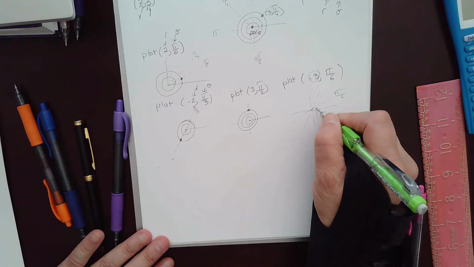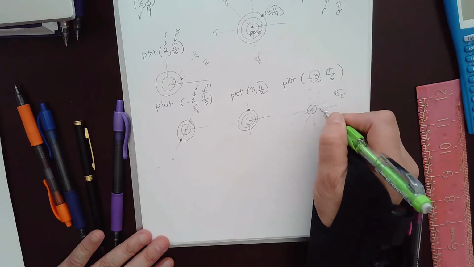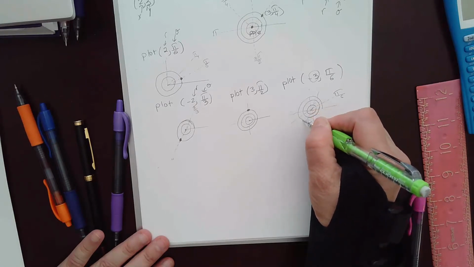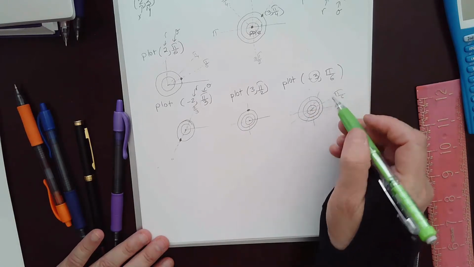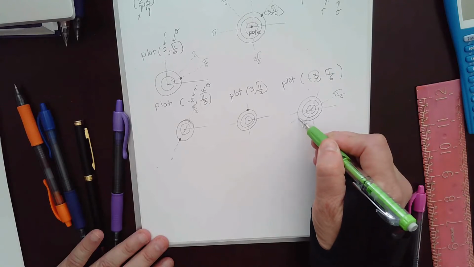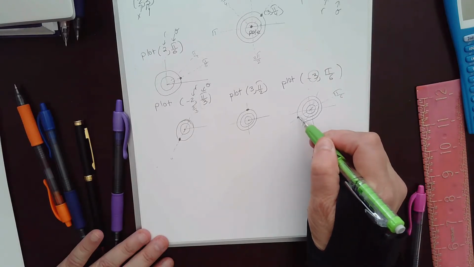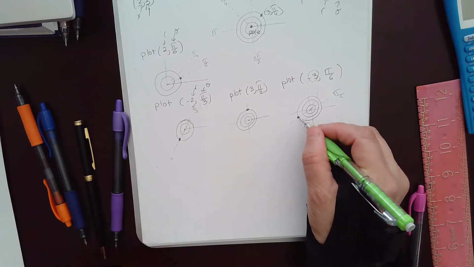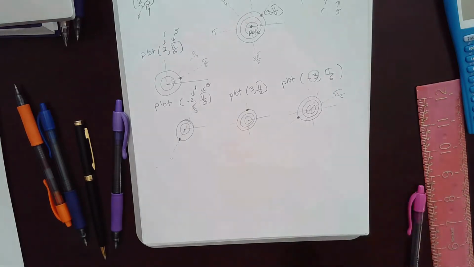So let's go ahead and graph 3 circles. Pi over 6, -3 is pi over 6, but r is -3. We go in opposite. 1, 2, 3. Here is your point right here, -3, pi over 6. And this is the way we plot polar coordinates.